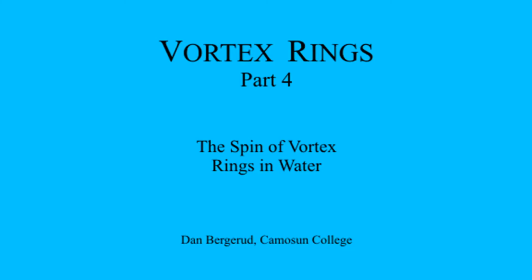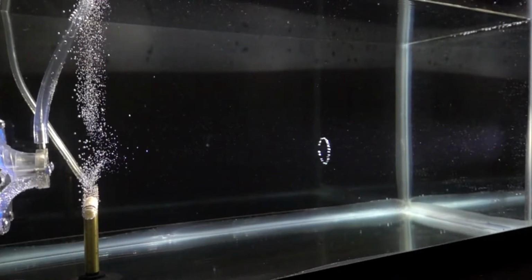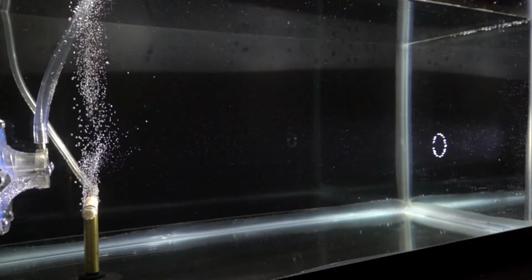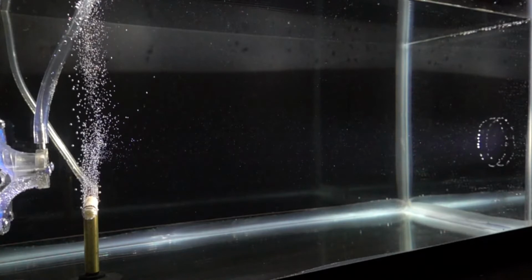Welcome to Vortex Rings, Part 4. This is a video showing how vortex rings can spin and carry angular momentum. We shoot 3 rings in real time, just so you can remember how fast they really go. And now we are shooting 3 in slow motion. These are normal, non-spinning rings.